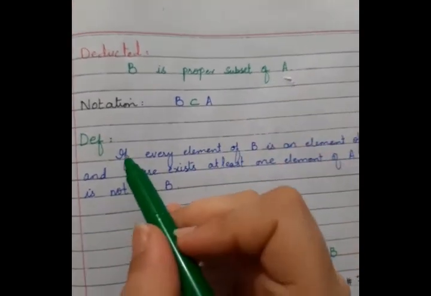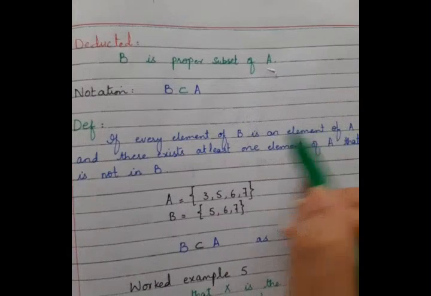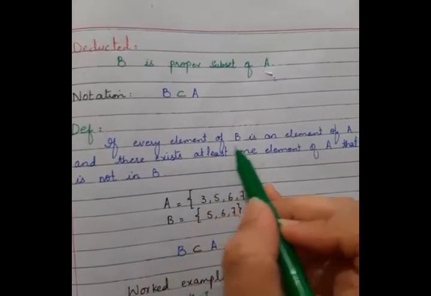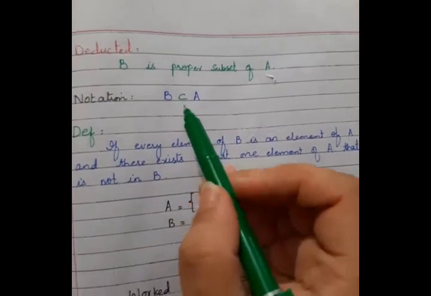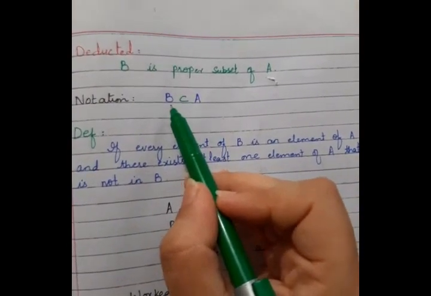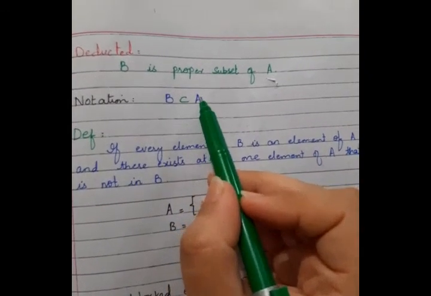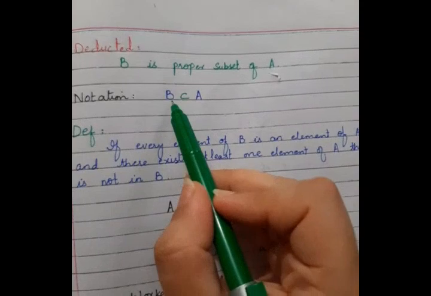What is the definition for it? If every element of B is an element of A and there exists at least one element of A that is not in B, then we say that B is a proper subset of A. When every element of B is in A, but some elements present in A are not in B.